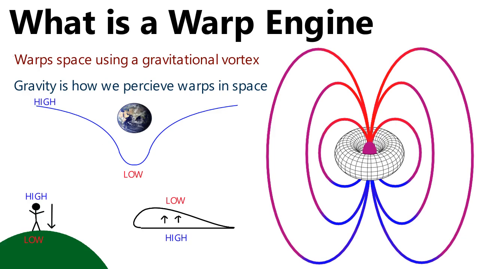So the warp engine would actually cause a whirlpool in space, causing the space to move from one side of the engine to the other. This lowers the energy of space on one side and raises it on the other side, causing its own gravity. But it's in whatever direction you point it. Okay, so let's talk about how to actually build a warp engine.